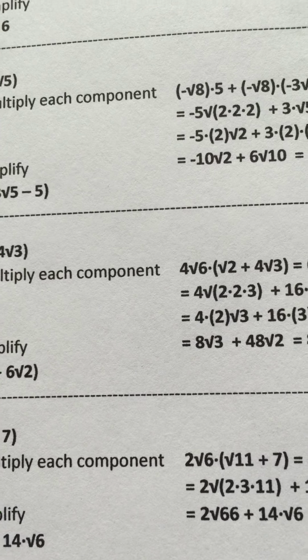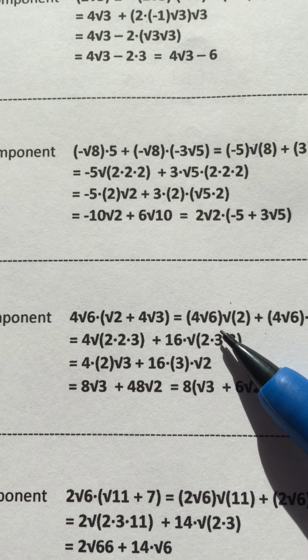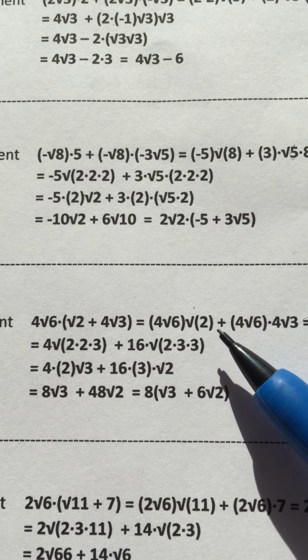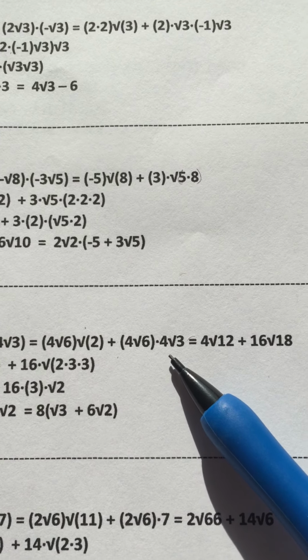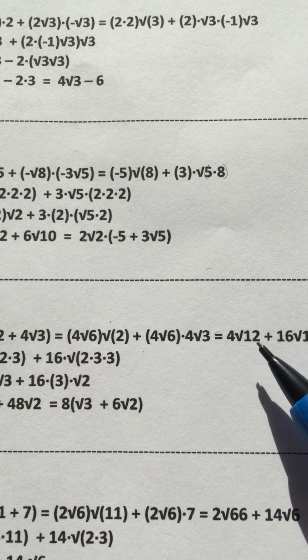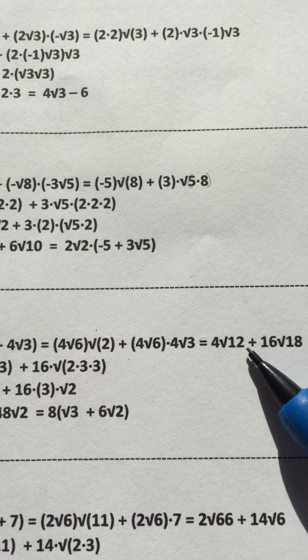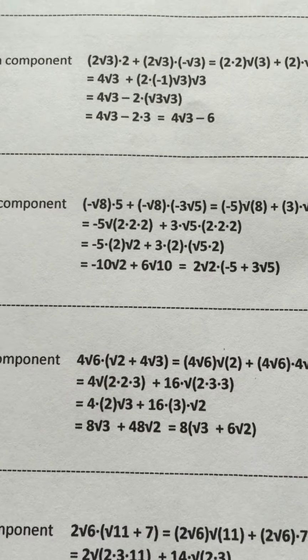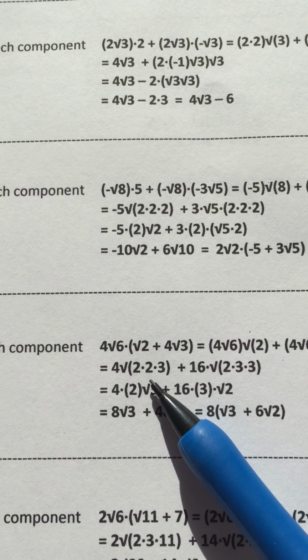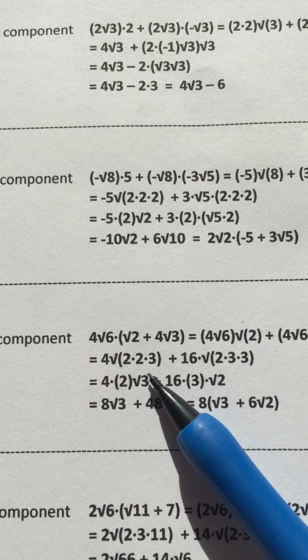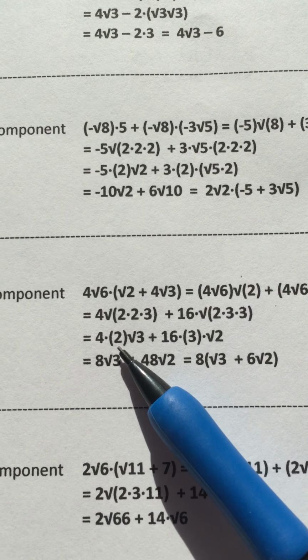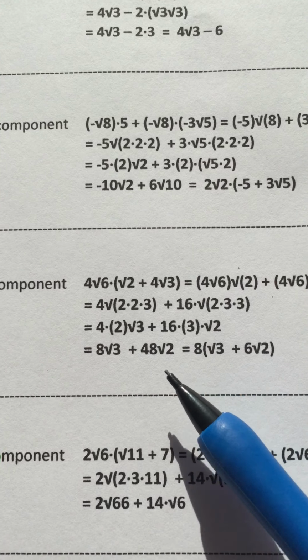Again, multiply each of the terms through there. So it's 4 square root of 6 times square root of 2 plus 4 square root of 6 times the 4 square root of 3. That's 4 square root of 12 plus 16 square root of 18. I go here and I separate out the factors. So there I can pull out a 2, there I can pull out a 3.